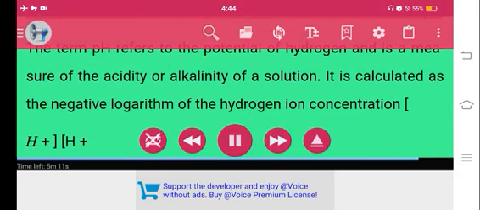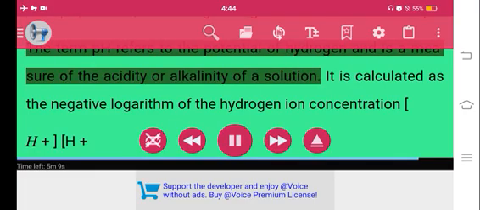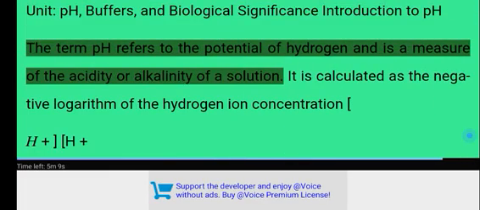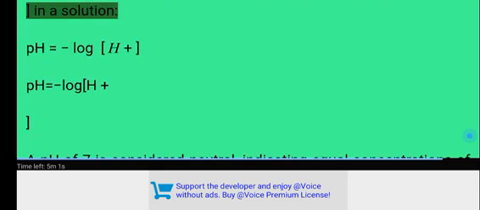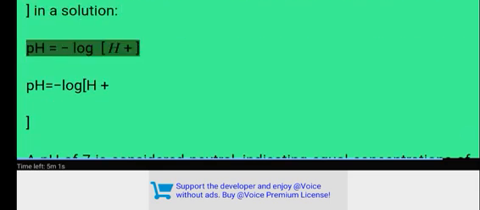Unit: pH, buffers, and biological significance. Introduction to pH. The term pH refers to the potential of hydrogen and is a measure of the acidity or alkalinity of a solution. It is calculated as a negative logarithm of the hydrogen ion concentration, H+, in a solution. pH equals minus log [H+].